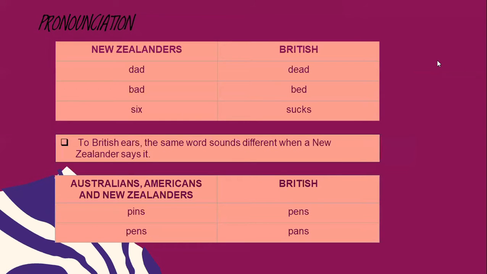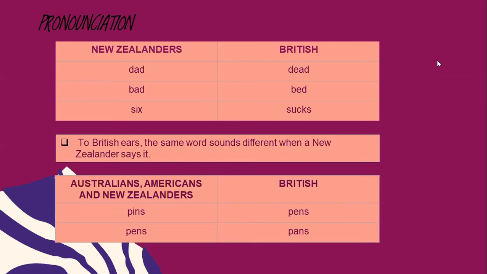So what happens here is that, to British ears, how New Zealanders pronounce words sounds different. As in the example earlier, to British ears, dad sounds like dead, bad sounds like bed, and six sounds like sucks. So those are the differences. It's the same language, but it differs in pronunciation.